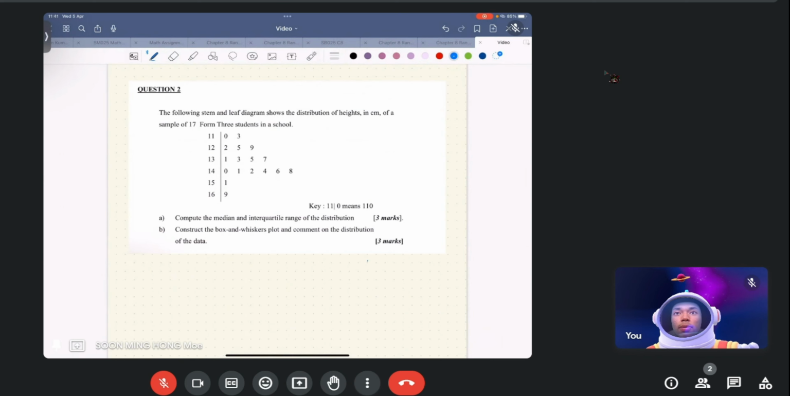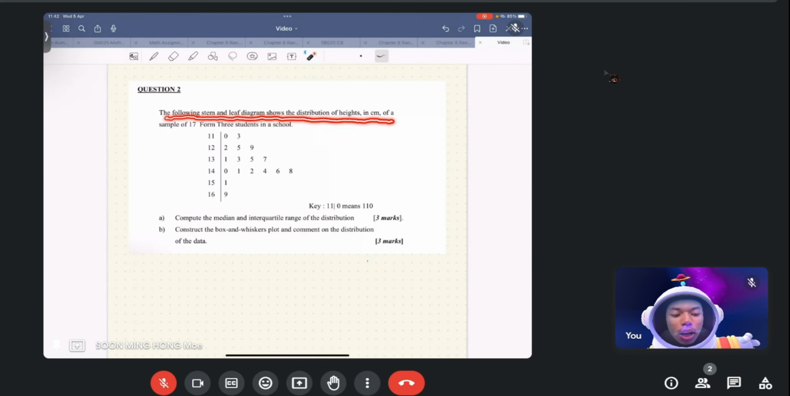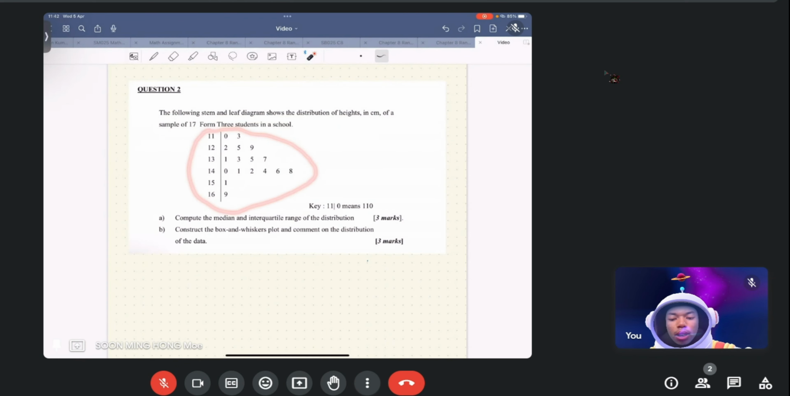So today we are going to discuss question 2. So the question is, the following stem and leaf diagram shows the distribution of heights in centimeter of a sample of 17 Form 3 students in a school. So this is the diagram given.